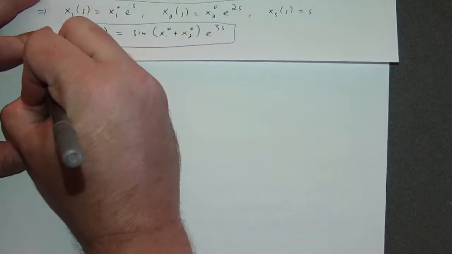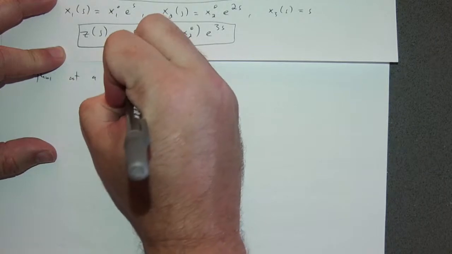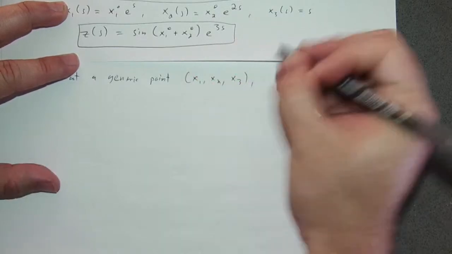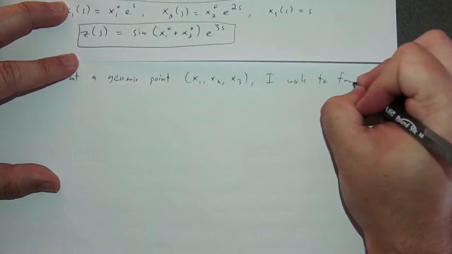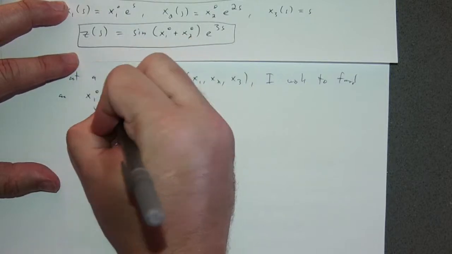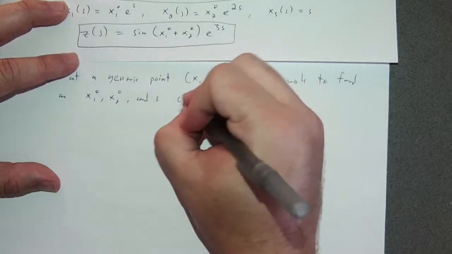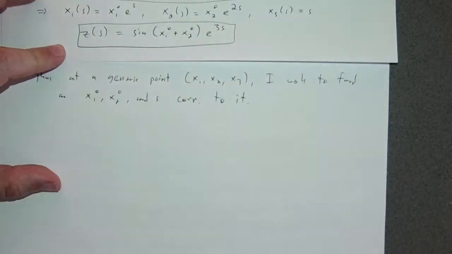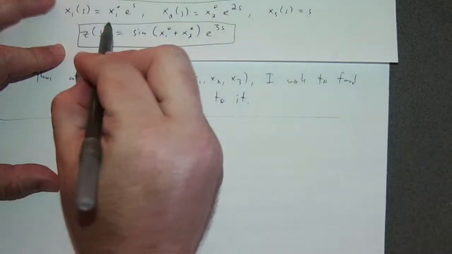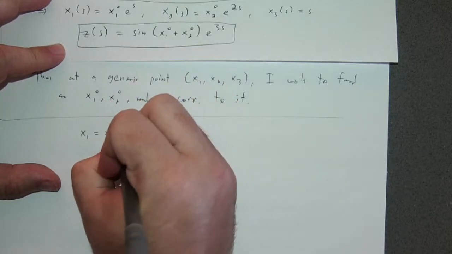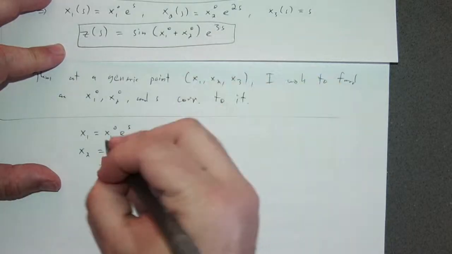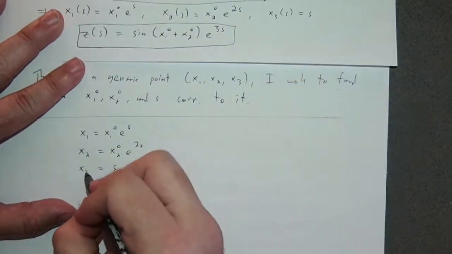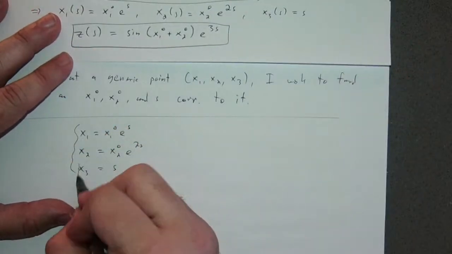So thus, at a generic point in space, x1, x2, x3, I wish to find an x1 naught, x2 naught, and s corresponding to it. But this is actually easy from this, right? In fact, just from what we have written here, x sub 1 is equal to x1 naught e to the s. X sub 2 is x2 naught e to the 2s. And x sub 3 is equal to s. So I have found s already.